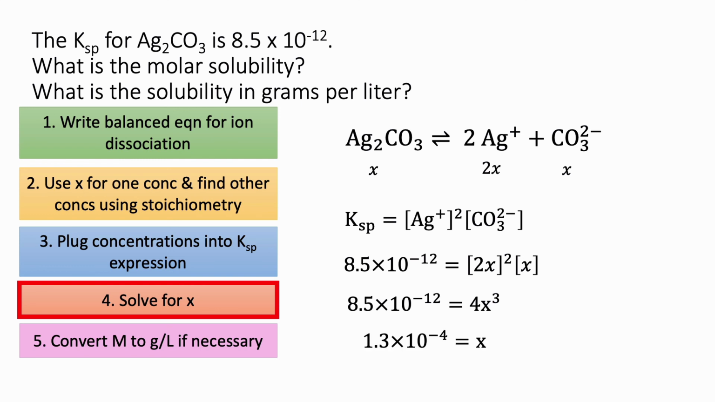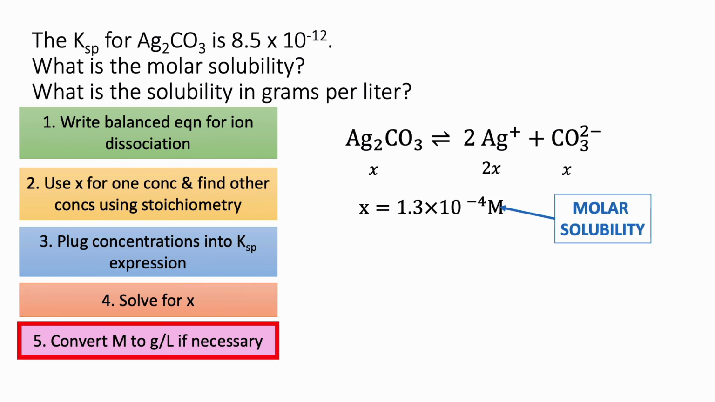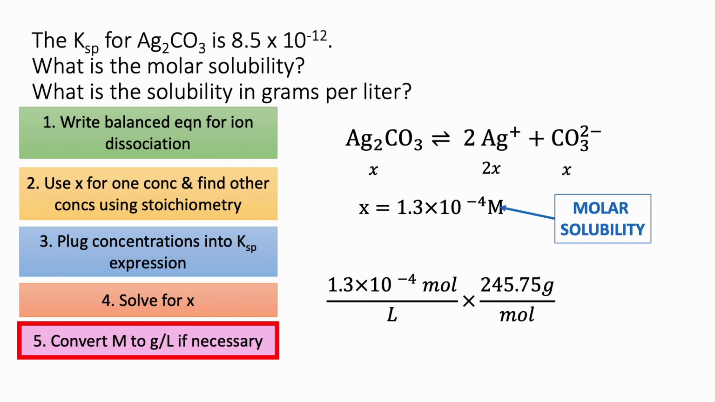So now we can solve for X by dividing by 4 and taking the cube root, and we get 1.3 times 10 to the minus 4th. That's our molar solubility. But now we need to calculate the solubility in grams per liter, and we're going to use the molar mass to do that. So you can calculate the molar mass of silver carbonate, and what you get is 3.2 times 10 to the minus 2 grams per liter. And again, that is the solubility.